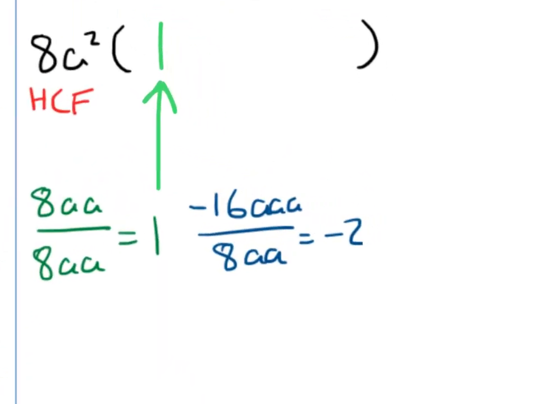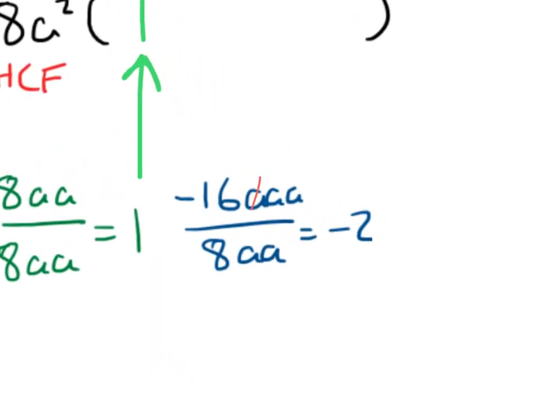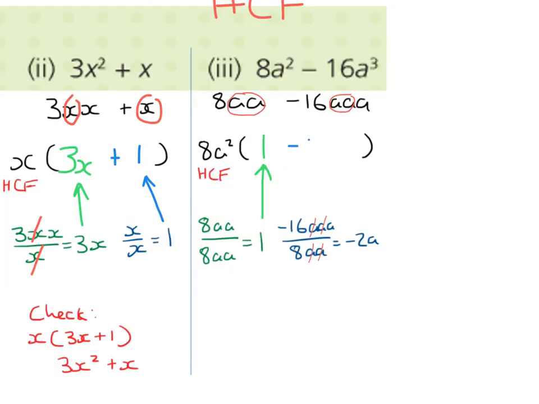And then we want to have a look and see what we can cancel. So that a can cancel with that a, and that a can cancel with that a, leaving us with a single a. So we have minus 2a, which we put up into the brackets. So this is the first time that we've seen a minus inside the brackets. So that was because we had a minus 16a cubed to begin with, which we expanded to be minus 16aaa, which we then divided 8aa into. So a minus divided by a plus is a minus. So if you end up with no sign here, you just automatically assume it's a plus. In this case, we had a minus, so we put a minus into the brackets.